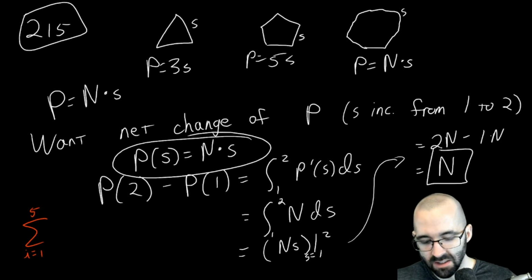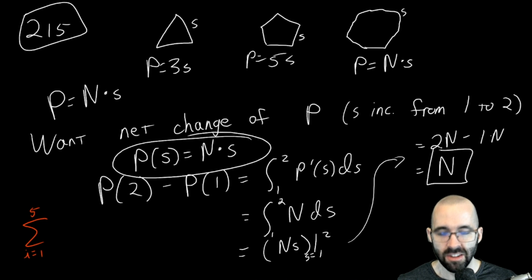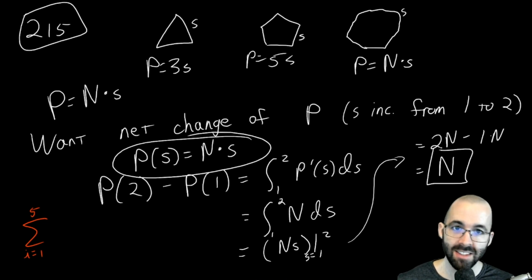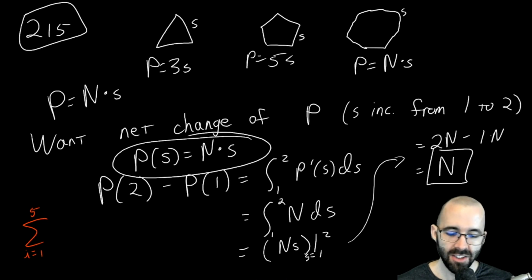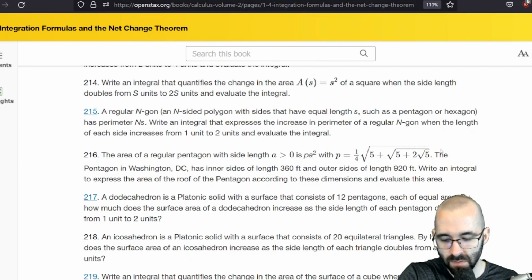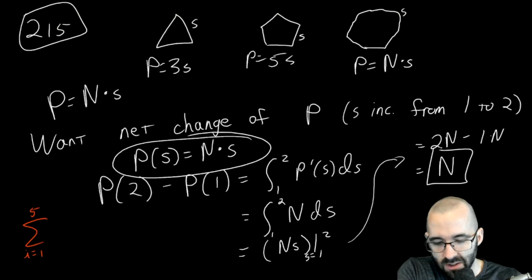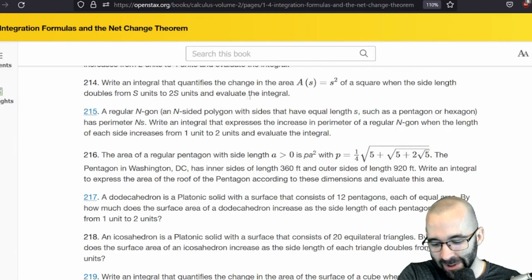And in fact, you could get the same thing if the side length increases from 2 to 3, then you get the same change. And you could take this to a couple other places, but that's all this problem wants you to do. All right, so that's 215. A little silly, but some good practice. Don't worry, things will get harder. Do 223.